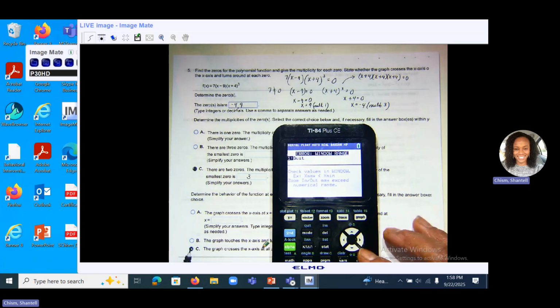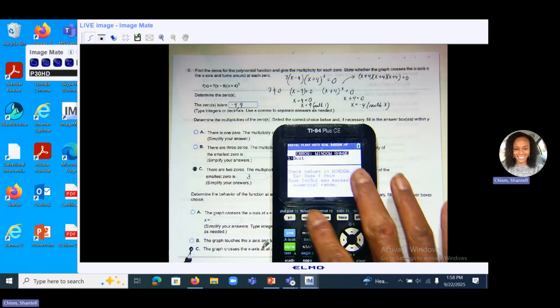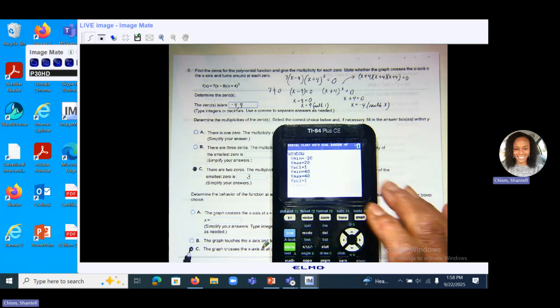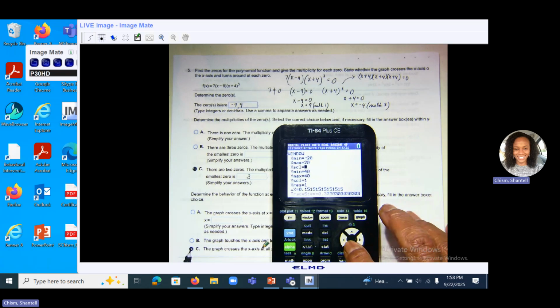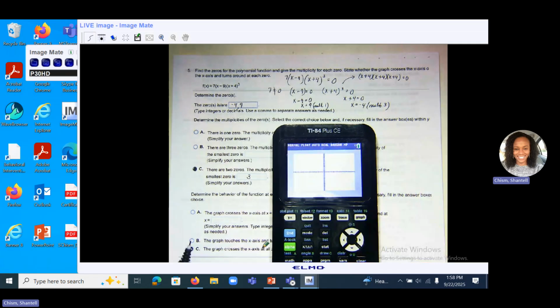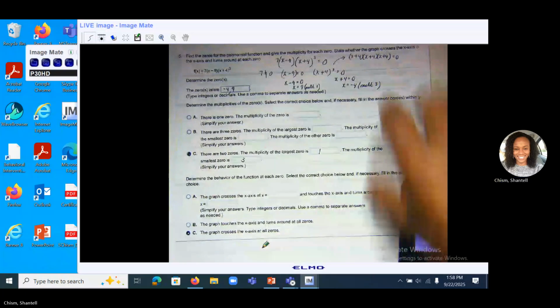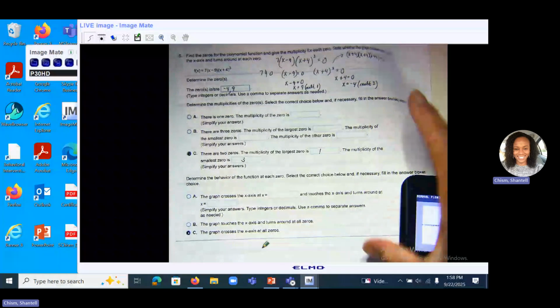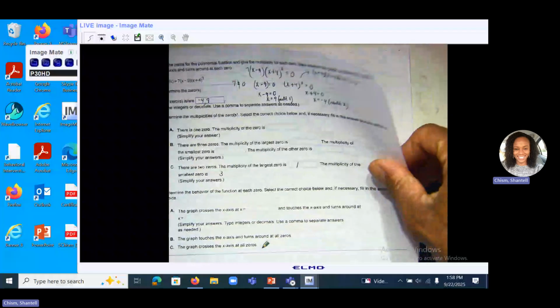And let's let the Y go from, let's zoom out a bit, negative 40 to positive 40. Apparently, I got my window something wrong. Oh, I didn't put the negative in front of the Y. Negative 40 to positive 40. There we go. And we'll just get an even better picture. Okay, that is finding zeros and multiplicity there.